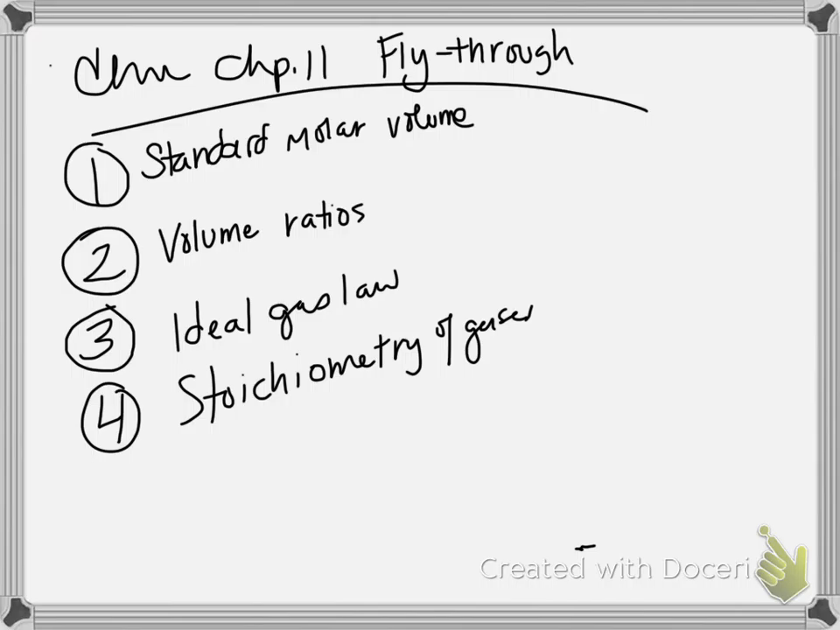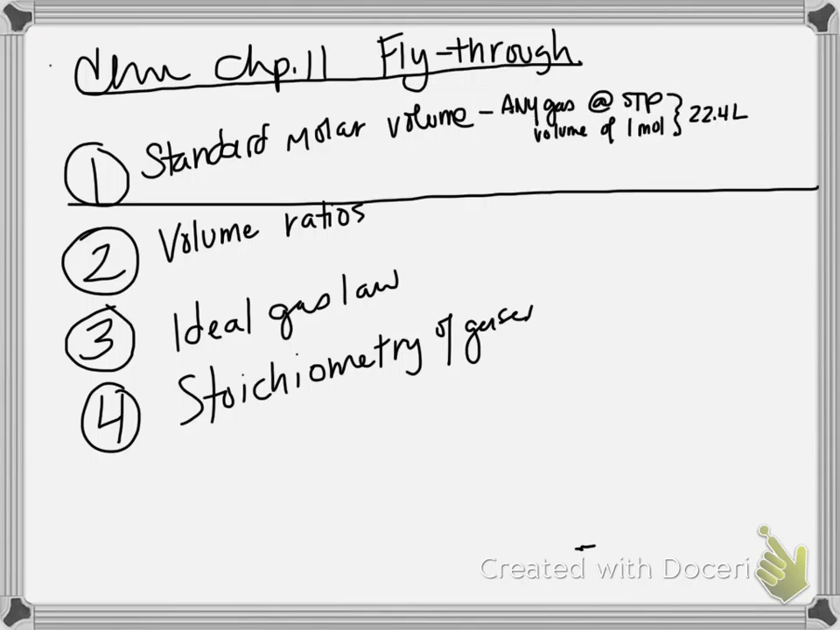Any gas, methane, ethane, propane, butane, oxygen, nitrogen, hydrogen, water vapor, carbon dioxide, carbon monoxide, any gas at STP has a volume of what? 22.4 liters. That's the whole idea behind molar gas, standard molar volume. Okay, so that's the whole idea there. Any gas at STP, 1 mole of it has a volume of 22.4 liters.